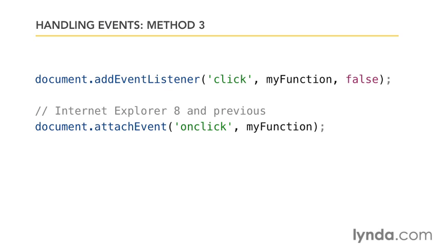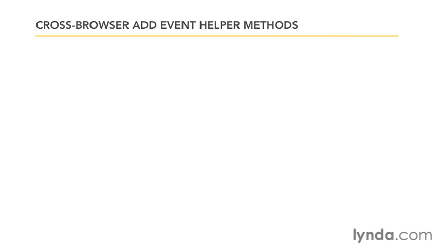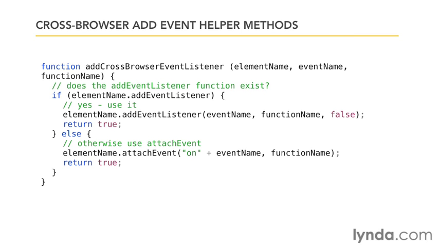Because to use this, we now need to write code to detect whether or not these functions exist. And if I wanted to be agnostic about the browser, what I'd probably typically do is write my own little helper method. I'd write my own function called, say, addCrossBrowserEventListener, and I could pass it information, and it would do a little bit of scanning to say, does the event listener function exist? If it does, we'll use the addEventListener function. If it doesn't, we'll use the attachEvent one.